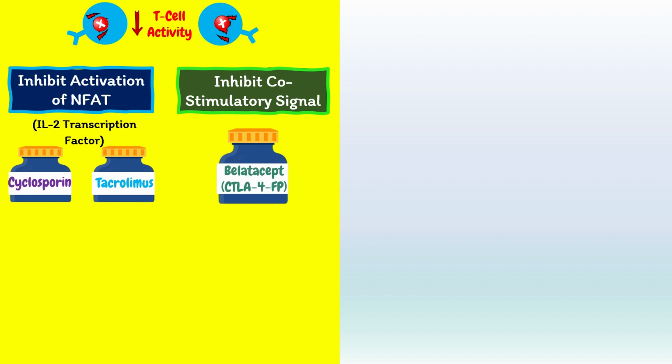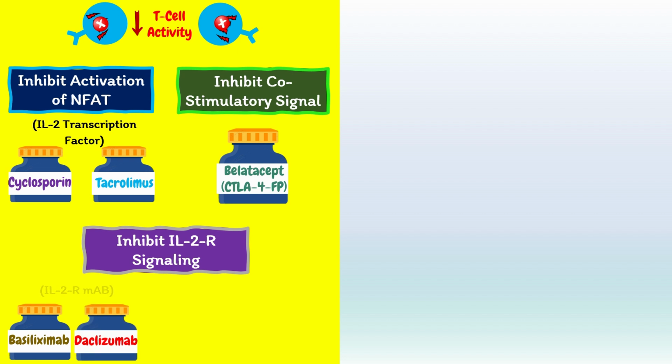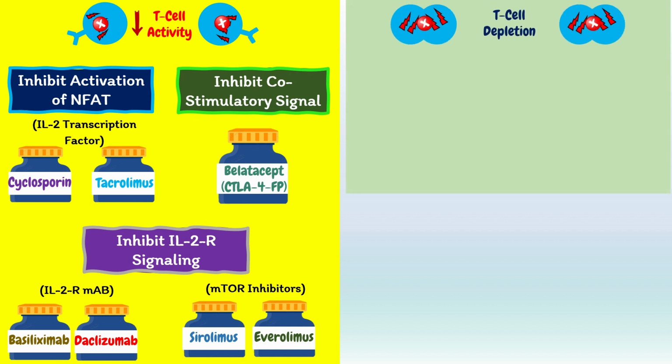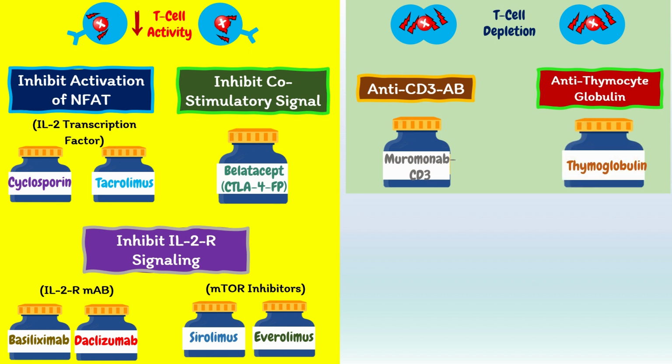Third, we can inhibit interleukin-2 receptor signaling through basiliximab and daclizumab. Both are interleukin-2 receptor monoclonal antibodies, and through sirolimus and everolimus. Both are mTOR inhibitors. Secondly, we can suppress the immune system by T-cell depletion through anti-CD3 antibody, for example, muromonab CD3, or through anti-thymocyte globulin, for example, thymoglobulin.